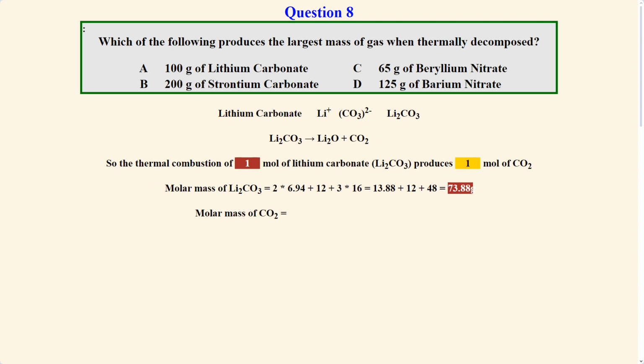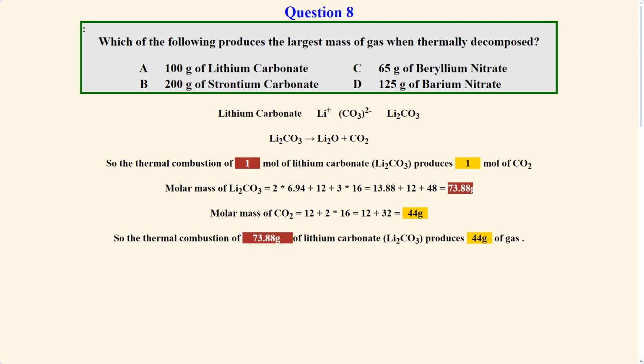So now we need to look to see what mass of gas we get. So the molar mass of CO2, that's 12 for the carbon, 2 times 16, 16 for the oxygen, and then we get a total of 44 grams. So 73.88 grams of lithium carbonate, in other words 1 mole, is going to give us 44 grams of the gas, so 1 mole of carbon dioxide.